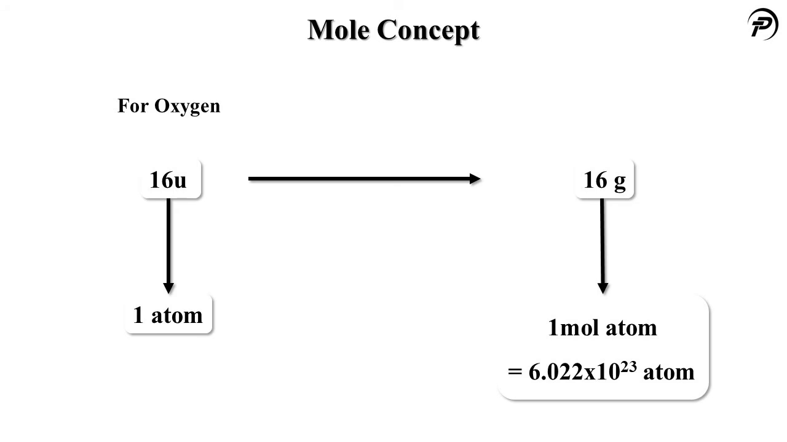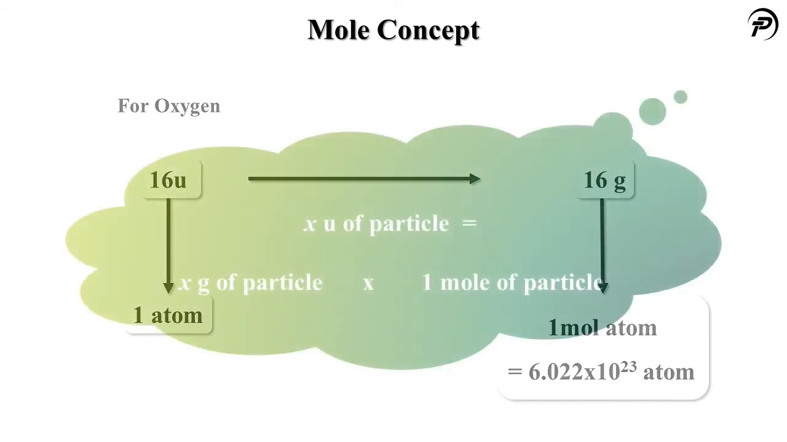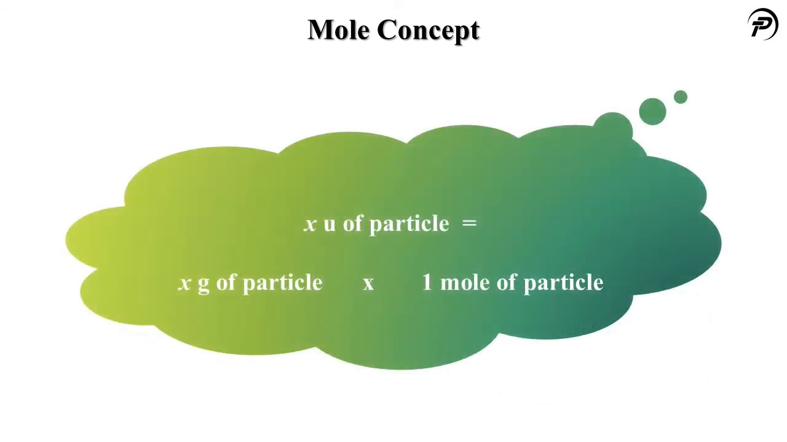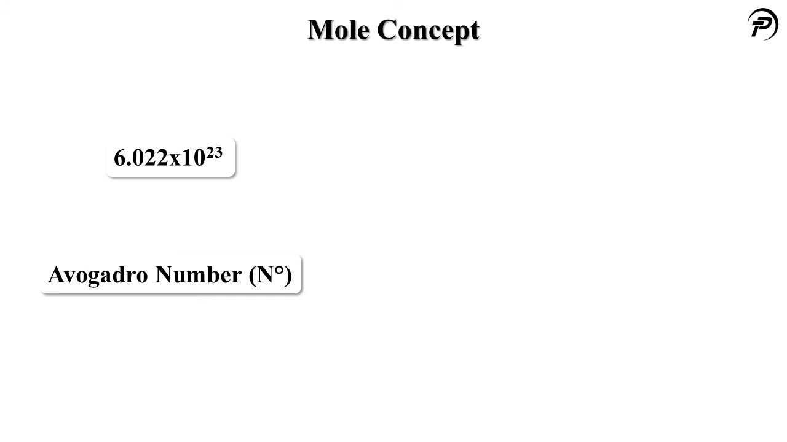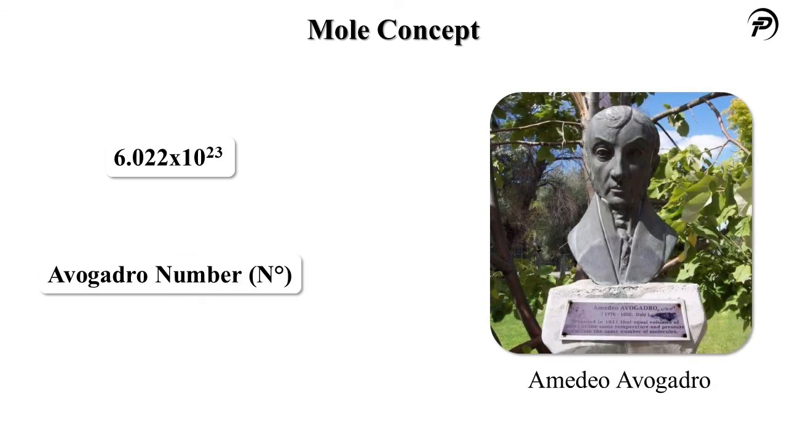Of course, this concept asks for some attention, but it is not as complicated as the myth among students. For conversion purposes, the given formula is enough. At the end of this video, let's talk about 6.022 into 10 raised to the power 23. It is known as the Avogadro number and represented by N naught. This is an experimental value and is named after the Italian scientist Amedeo Avogadro.